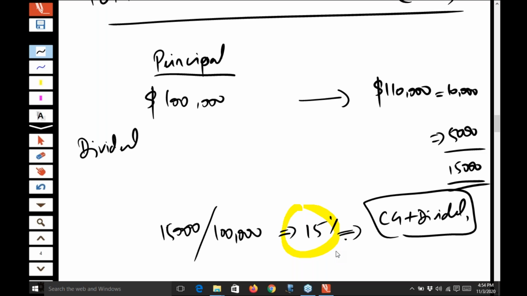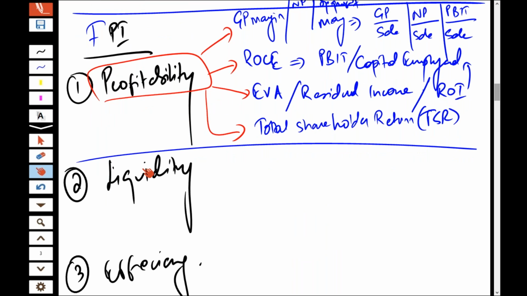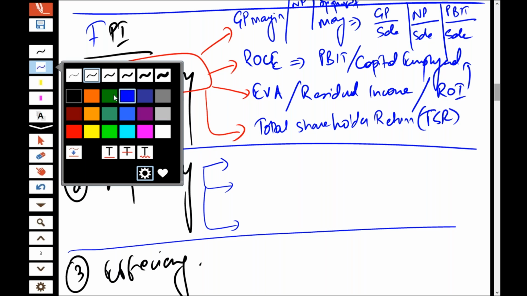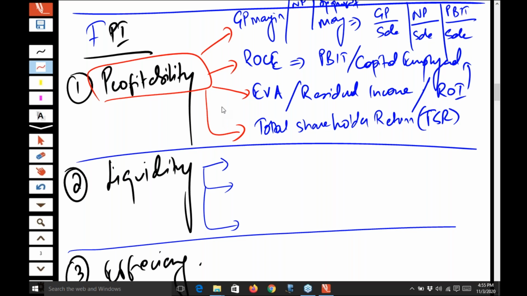I hope everyone is okay with this. Okay, now the next aspect is the liquidity ratio. So I need suggestions from you people for the liquidity ratios now. Yeah, I need liquidity ratios along with formula. I'm getting suggestions, good enough. It's really pleasing to see that you people are actively participating and contributing.